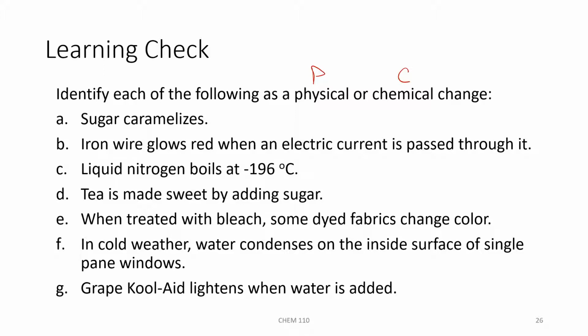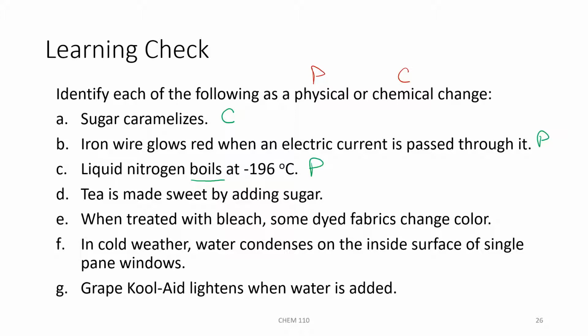All right, let's go through these. A, sugar caramelizes. So caramelizes is like one of those words like rusting, tarnishing. That's going to represent a chemical change. Iron wire glowing red, that's going to represent a physical change. It's still going to be an iron wire. Liquid nitrogen boils, that's one of our keywords for a physical change.